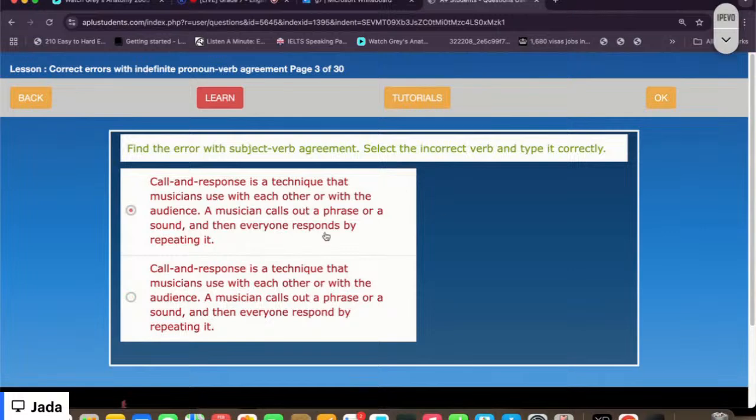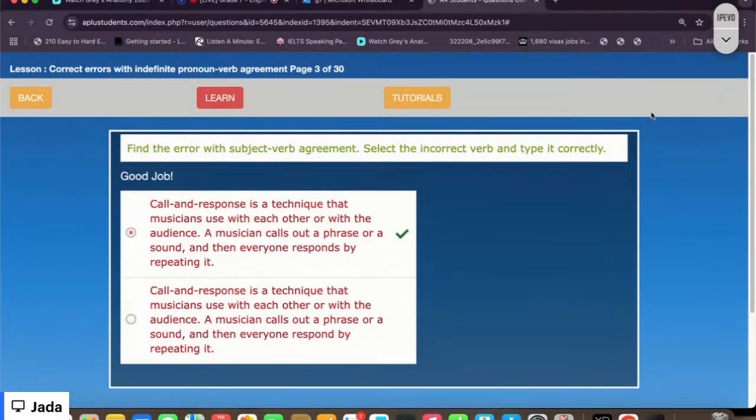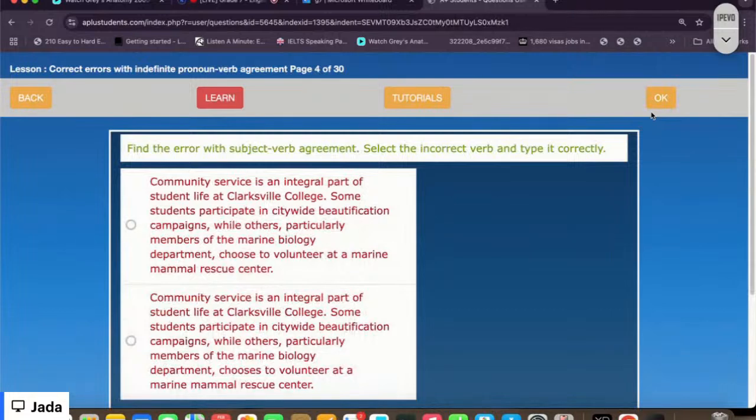So we have responds by repeating it. Because everyone over there shows that it is a singular subject. Okay. So we have this one over here.